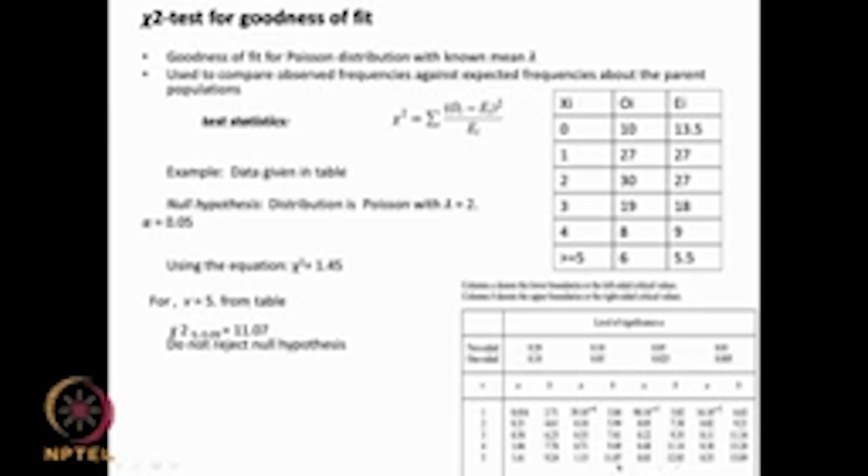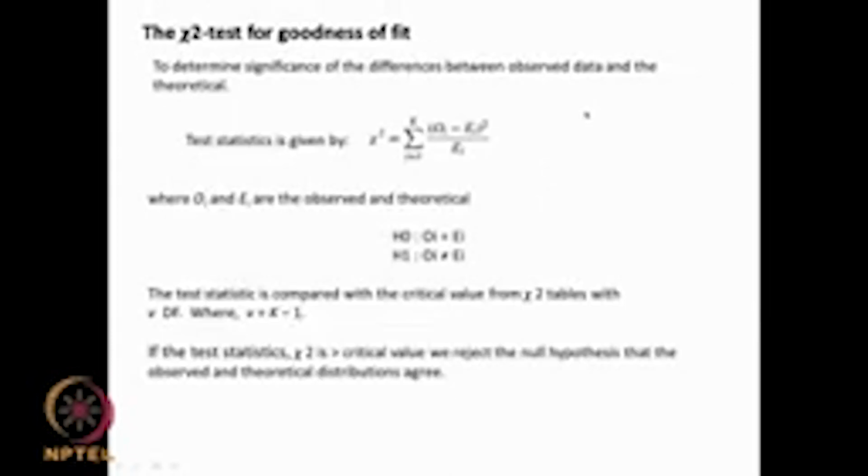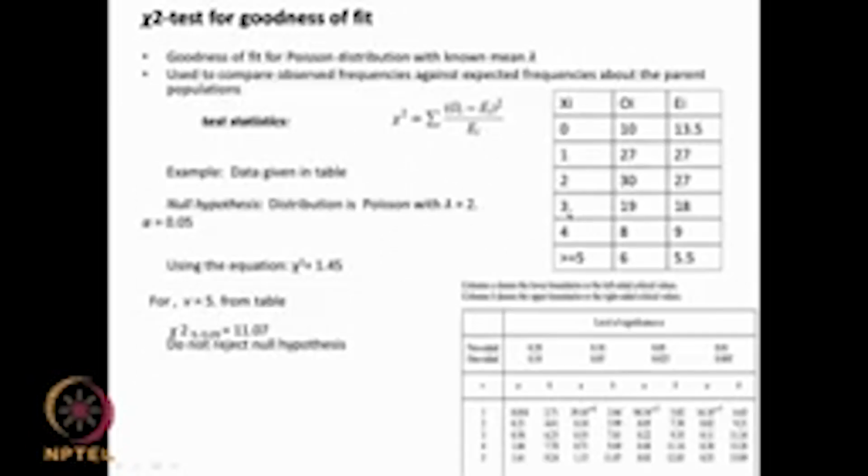So, if it is one sided, we take for 95% it is 11.07. So, we calculate as 1.45. So, we do not reject the null hypothesis. Do you understand this problem? So, here what we say is observed is equal to expected, that is our null hypothesis, observed is not equal to expected, okay, that is the alternate hypothesis. So, obviously the chi-square test statistics which we calculate should be greater than this value. Here we are taking for 5 degrees of freedom and for one side and 95%.